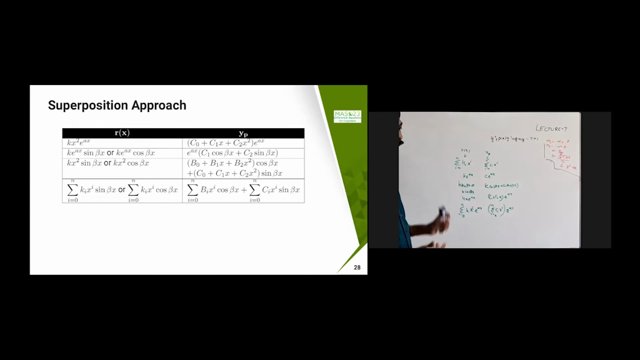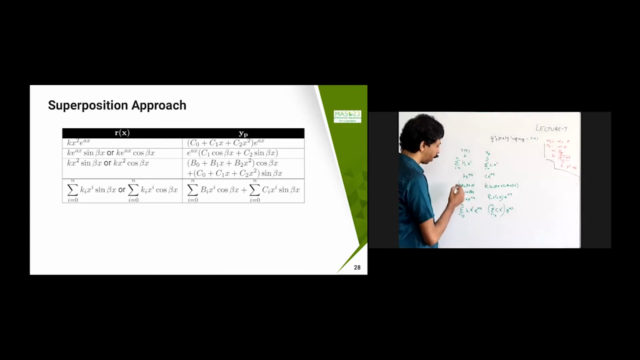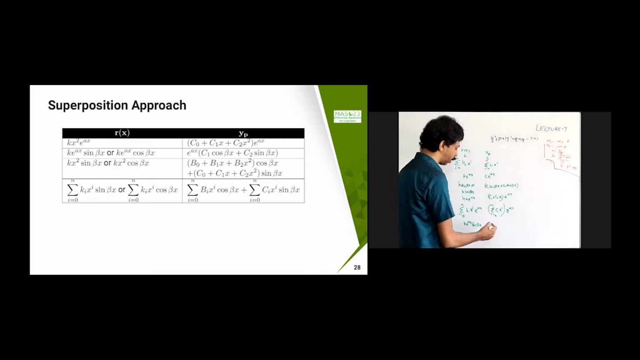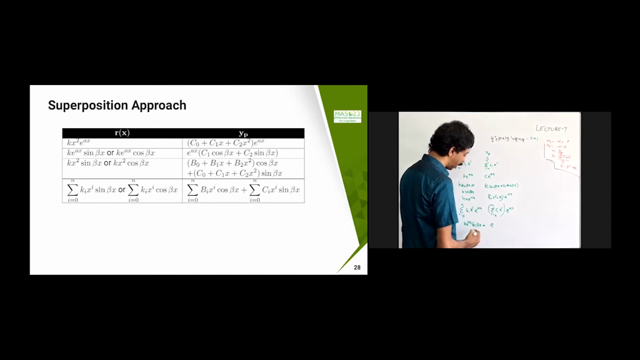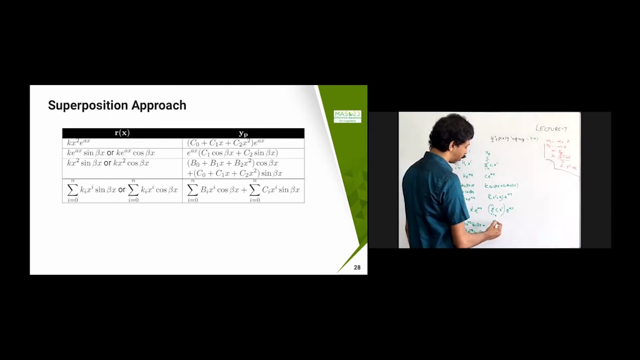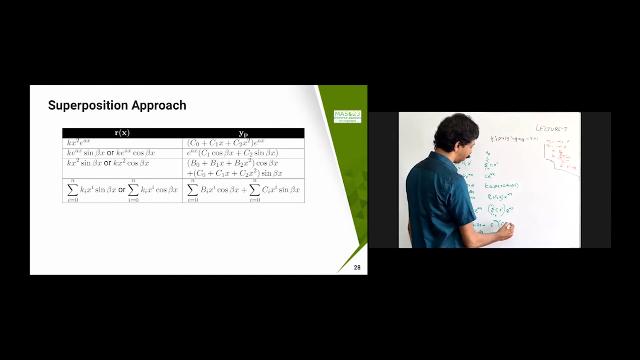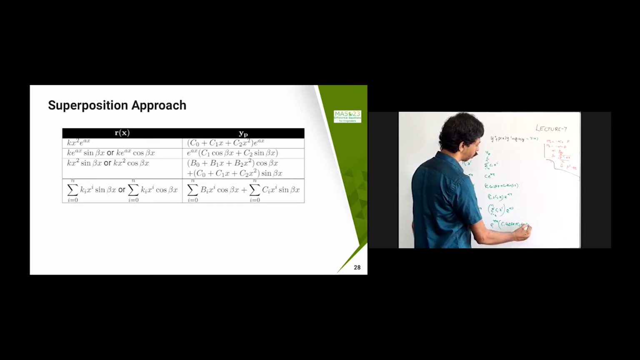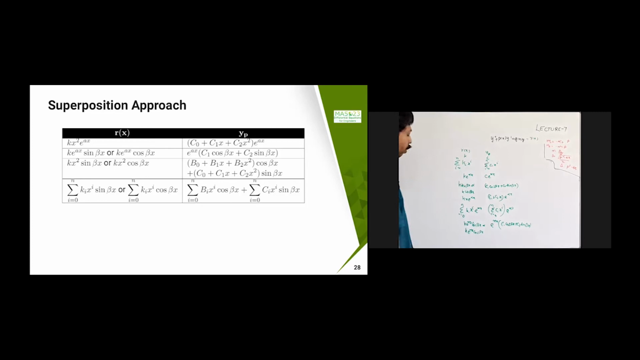Similarly, if I have something like k e power alpha x, suppose instead of this I have a combination k e power alpha x into sine beta x, or similarly I can take k e power alpha x cos beta x. In both cases, it is going to be the same e power alpha x into c1 cos beta x plus c2 sine beta x. This is going to be the particular case.